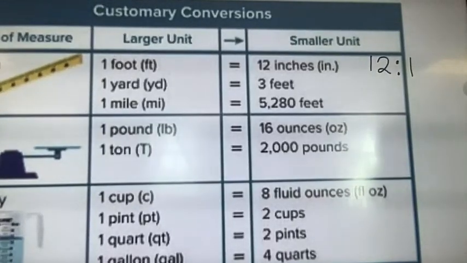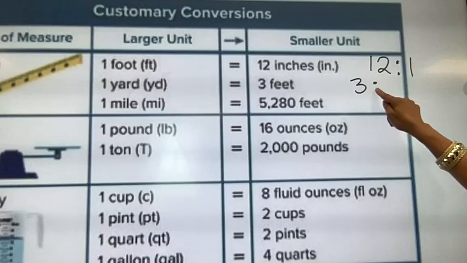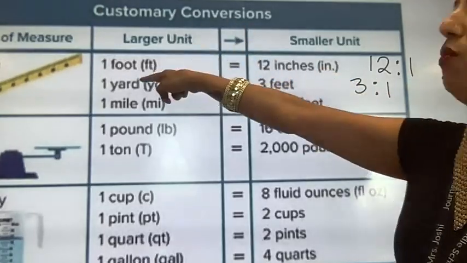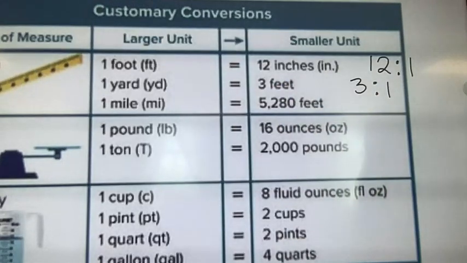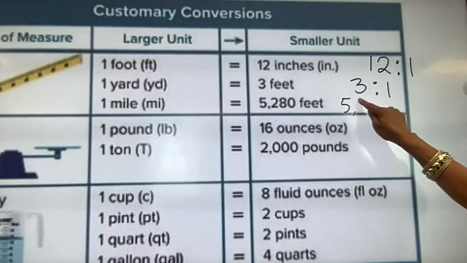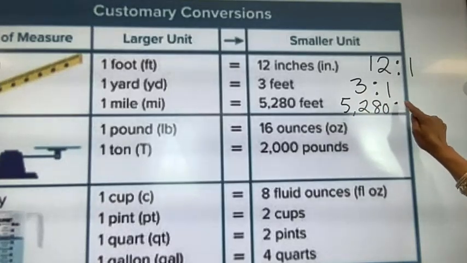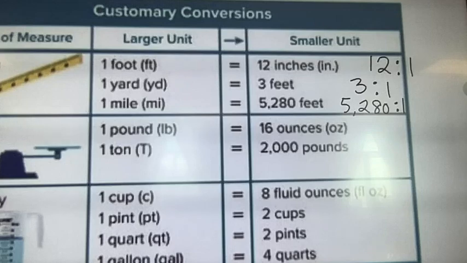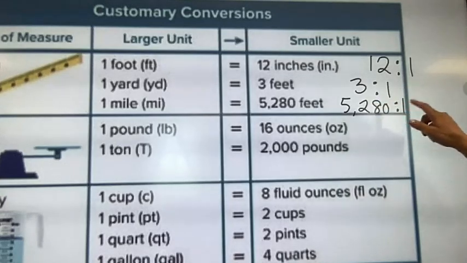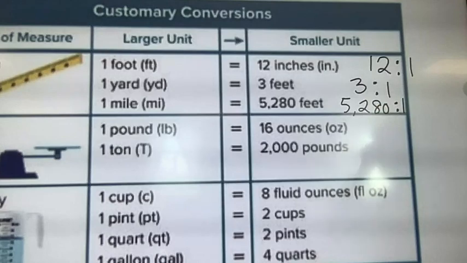If I say feet to yard, my ratio is 3 to 1. Because 3 feet in 1 yard. If I say feet to miles, that is 5,280 feet to 1 mile. So 5,280 to 1. And that is my ratio. And that's what a unit ratio is. I'm comparing the first quantity to 1 unit of the second quantity.